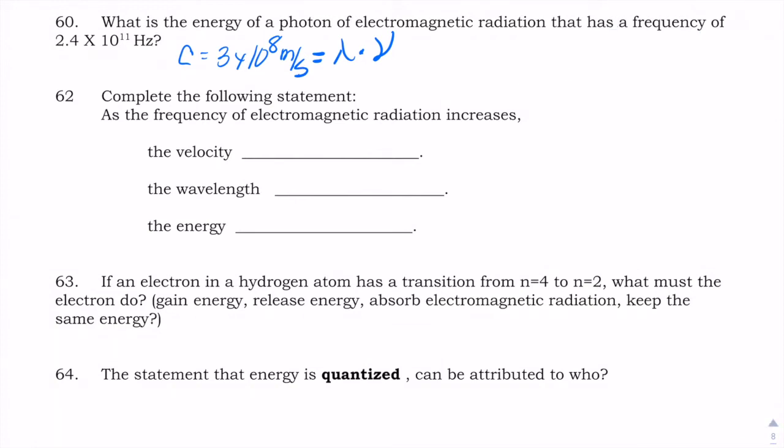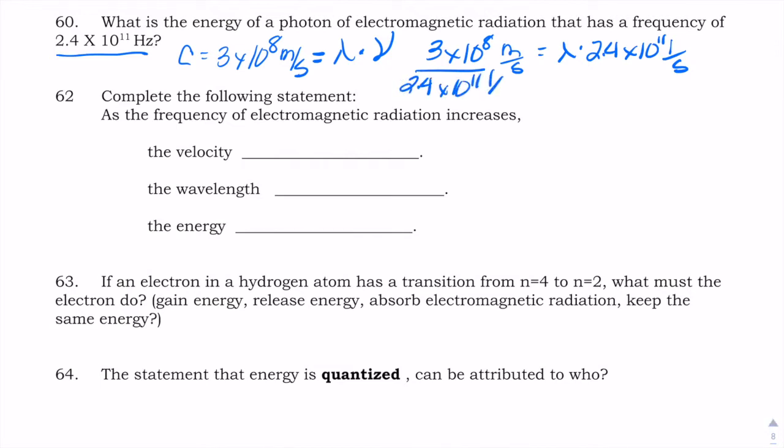All right, and we happen to know frequency. Frequency is just the number of times it's waving back and forth. The units are per second. So we're going to take 3 times 10 to the 8th meters per second, set that equal to the wavelength times 2.4 times 10 to the 11th 1 over seconds. Now we just need to solve for wavelength. If we divide both sides by our frequency, we'll get an answer.